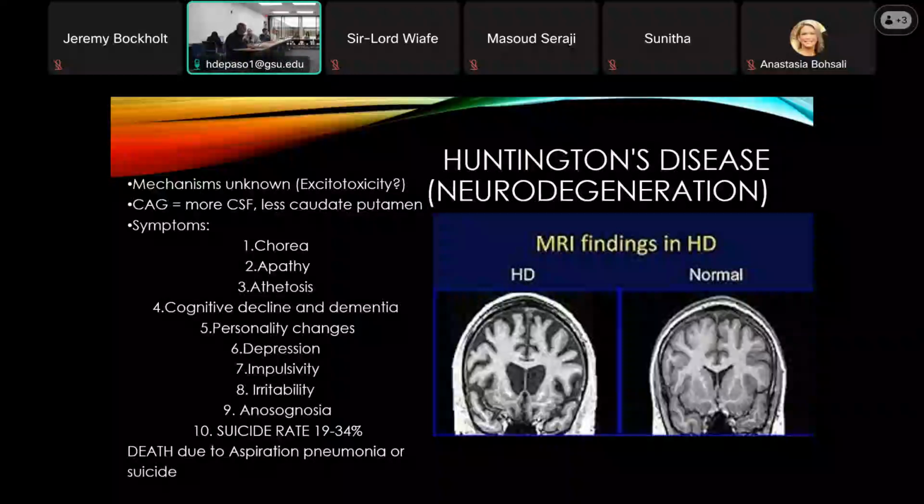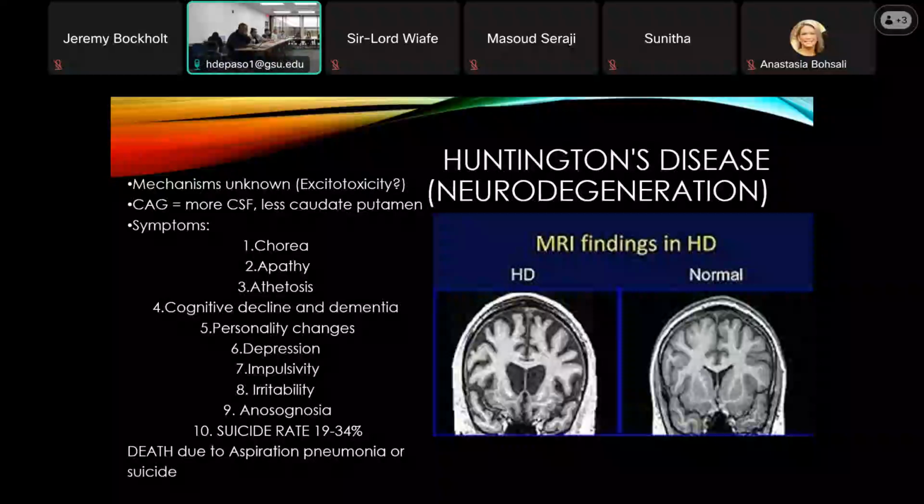From an imaging perspective, as you can see from my image here, the CAG typically causes an altered caudate and putamen with more CSF, and then a degenerative, huge, I want to be technical about it, because technically it's not really a cutting, but it deteriorates the brain around it, as you can see over time.